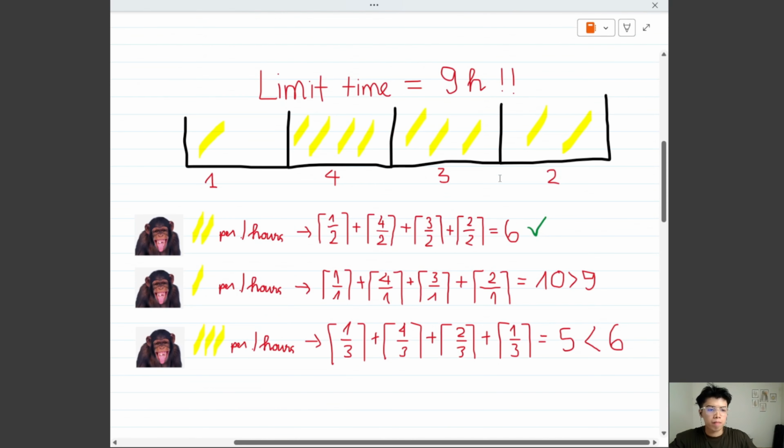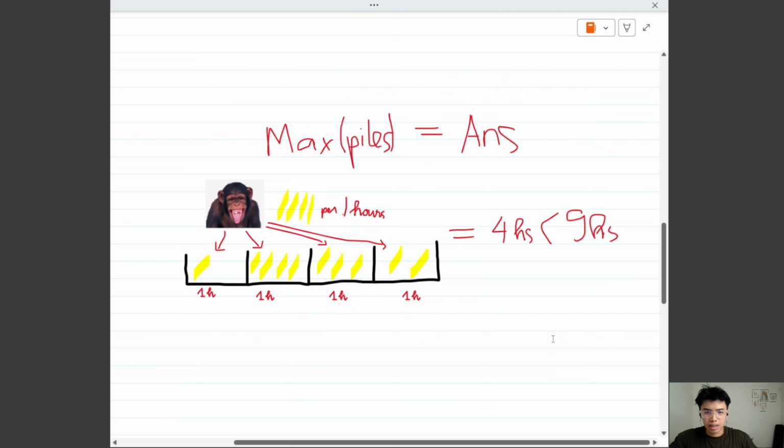For example, what if Koko can eat 4 bananas per hour? So we can clear all the bananas in only 4 hours. This is so fast. And can you answer what is the fastest? I mean the max rate Koko can eat, and it is simply the max of the piles, which is 4. If our rate is 4, we can finish every single pile in exactly 1 hour. The total time is clearly 4 hours, which easily clears the 9 hour deadline.